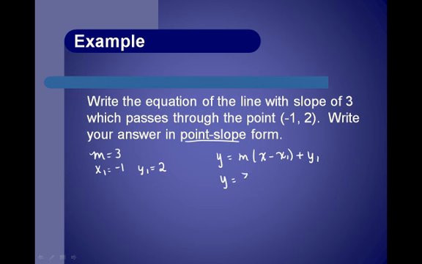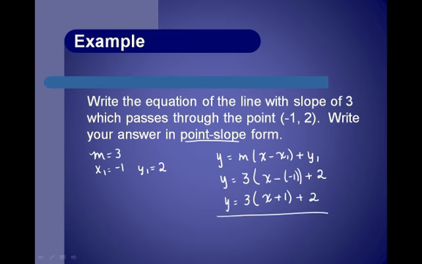Y equals the slope is 3 times x minus the x value, which is -1, plus the y value, which is 2. Cleaning that up just a little bit, x minus -1 is the same as x plus 1, plus 2. So this is our equation written in point-slope form.